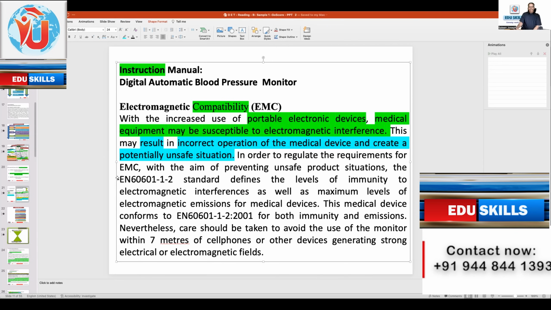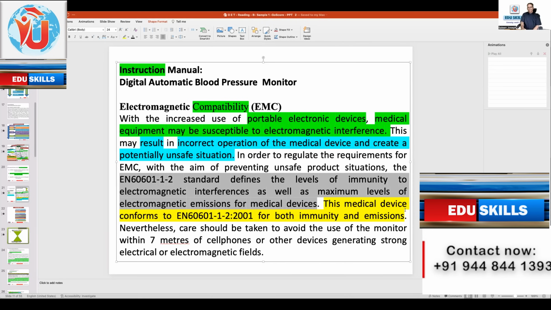The solution is EN 60601-1-2 standard defines the level of immunity to interference and maximum level of, what is that? Levels of electromagnetic emissions for medical devices. Okay, see the beauty here. This is the solution. Now, this medical device conforms, conformity. Conformity to what? With the standards. So, does it cause any interference to other medical devices? It already conforms with all these standards, immunity and emissions.